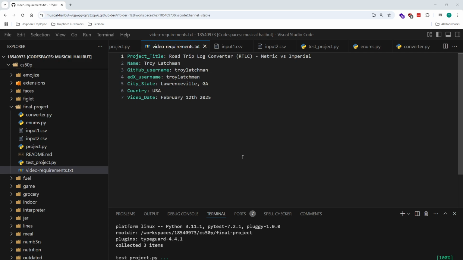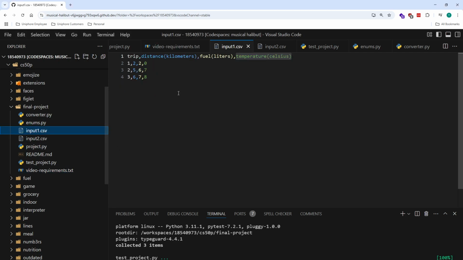The purpose of this application is to take road trip information given in CSV format and output another CSV in the opposite unit system. So, for example, we have input 1, where I have my road trip number 1. It has distance driven for this trip in kilometers, the fuels used in liters, and the temperature in Celsius. So here I just have 3 trips, 1, 2, and 3.